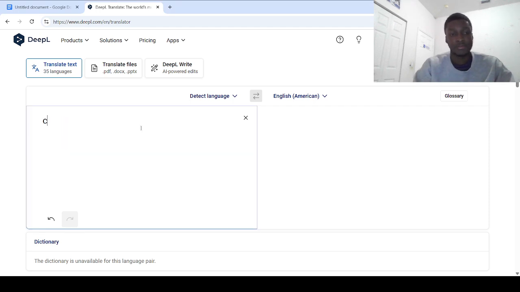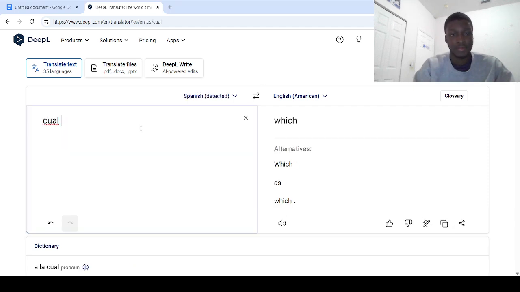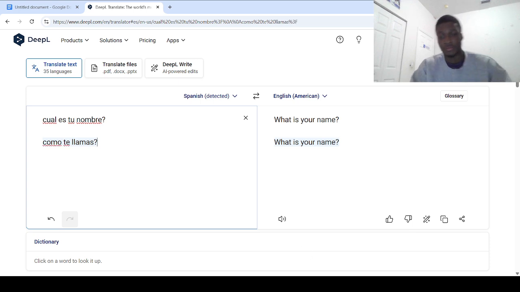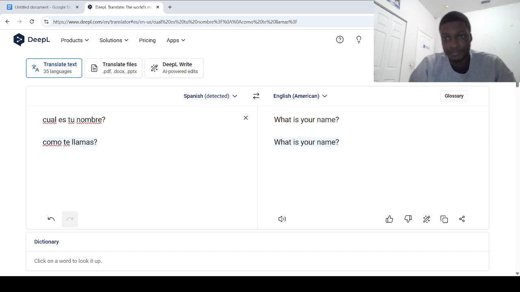So, ¿Cuál? And there should be an accent there, by the way. ¿Cuál es tu nombre? And ¿Cómo? Should be an accent on the ¿Cómo, by the way, as well. ¿Cómo te llamas? There should be a question mark, like a backwards question mark in front of the sentences as well. Just wanted to point that out, but irrelevant. So these are two different sentences with the same meaning.